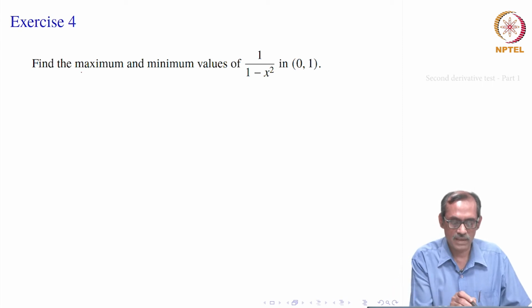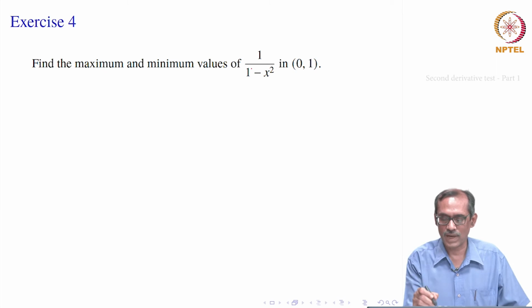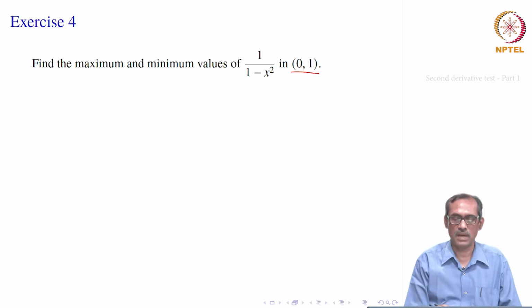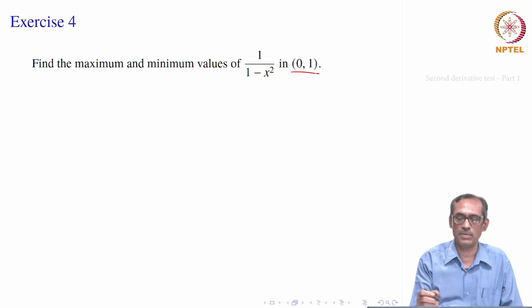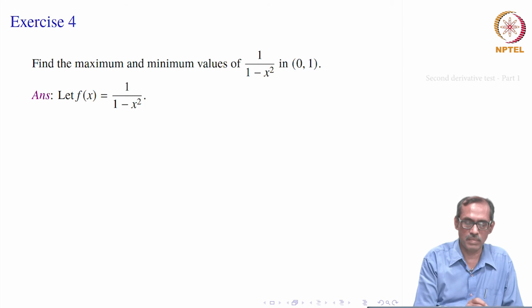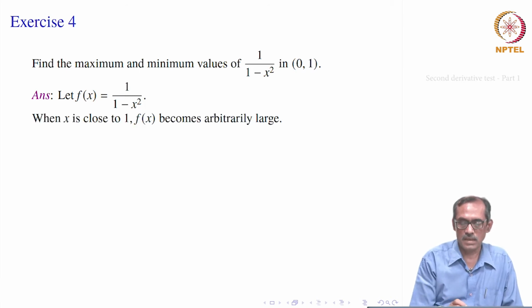We want to find the maximum and minimum values of 1 divided by 1 - x² in the interval 0 to 1. At 1, of course, the function is not defined, and the restricted domain is the open interval 0 to 1. So, find the maximum and minimum values of 1/(1 - x²) in the open interval (0, 1). Then you see, the first thing is about the maximum.